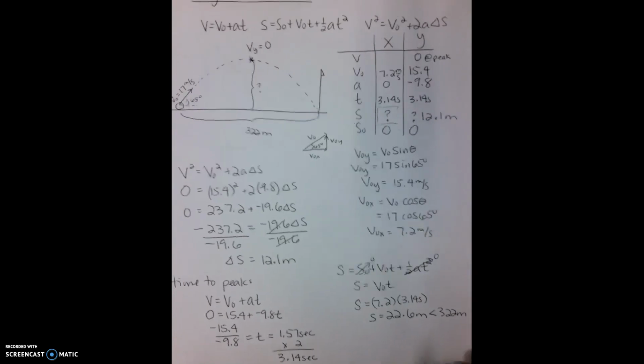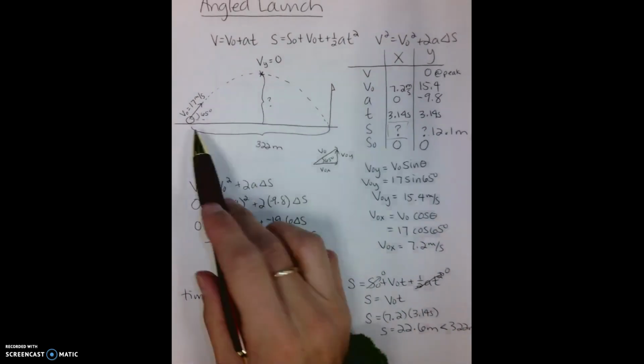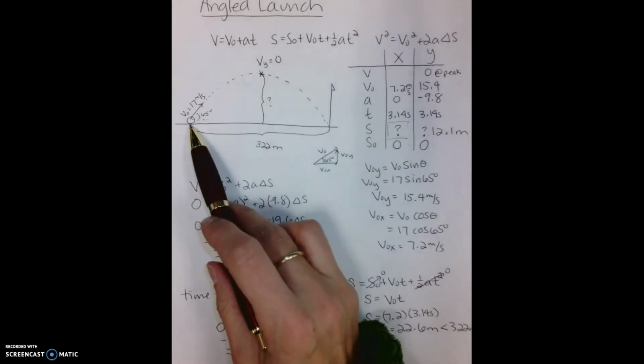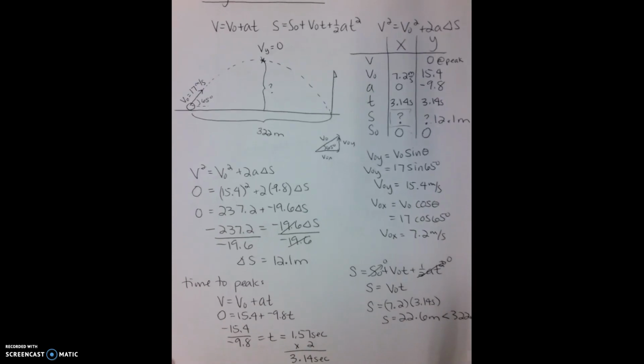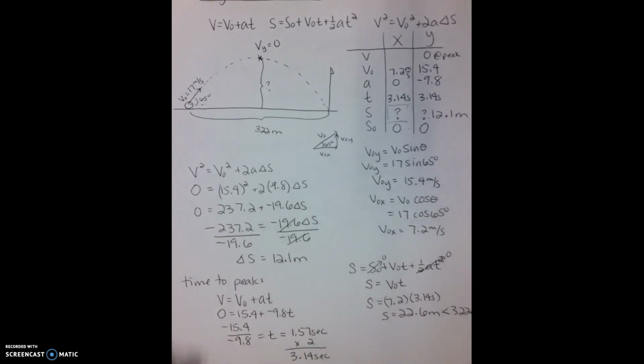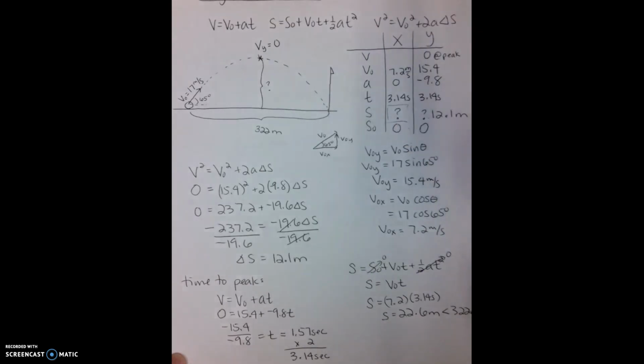This is an example of an angled launch problem where the ground is level, the landing and the takeoff spot are the same height, and there are lots of pieces of information you can find out here. Remember to use that peak height to help you, and you can solve it many different ways.